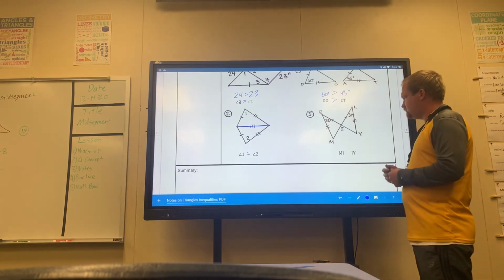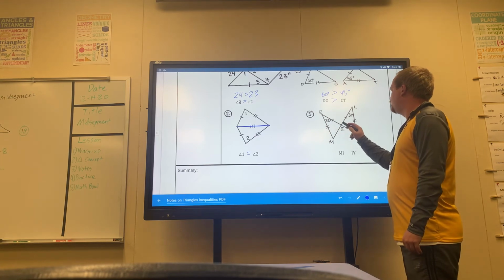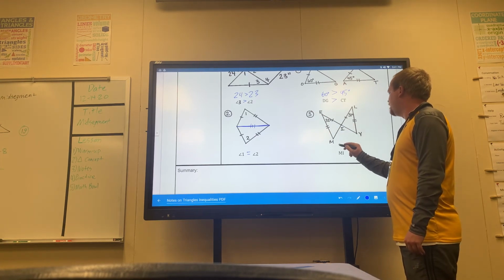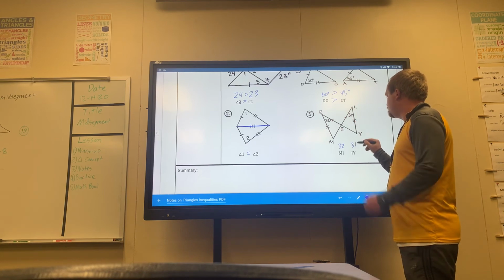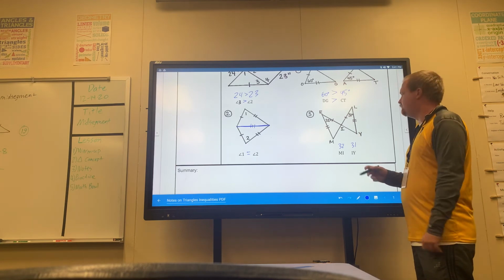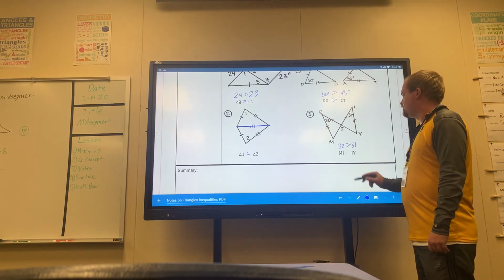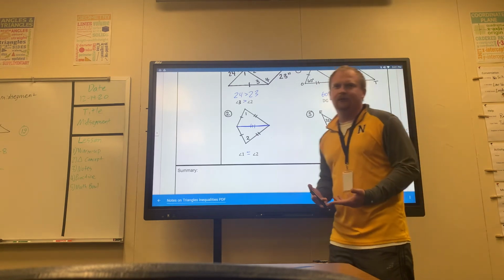Now, looking at this last example, 32 degrees is opposite MI, and 31 degrees is opposite IY. Well, which one's bigger? 32 is obviously bigger. So therefore, MI is going to be greater than IY.